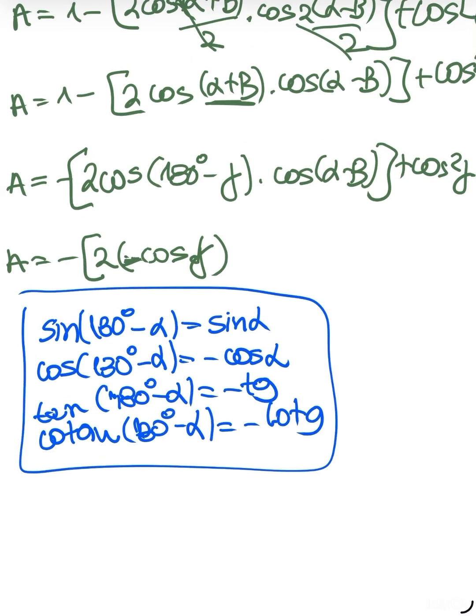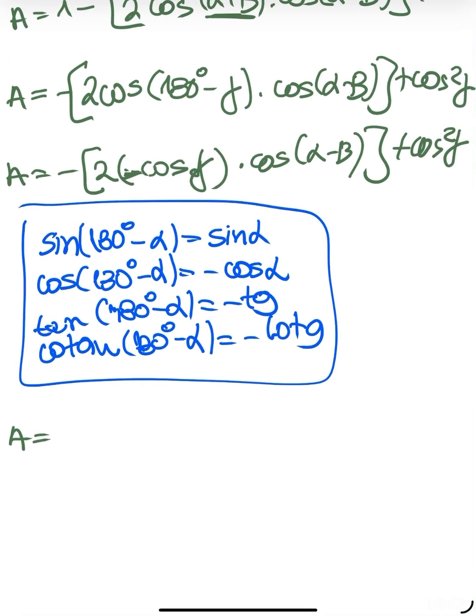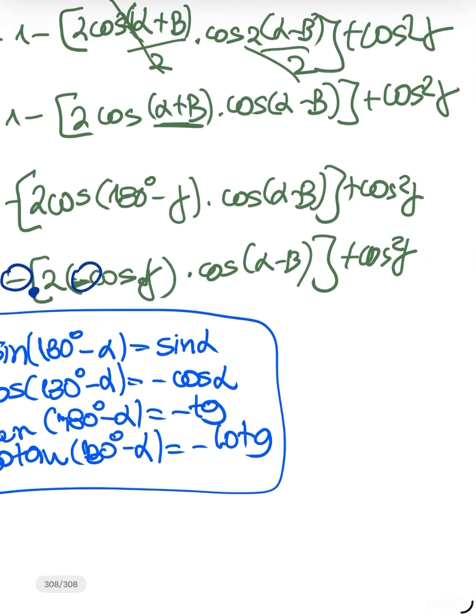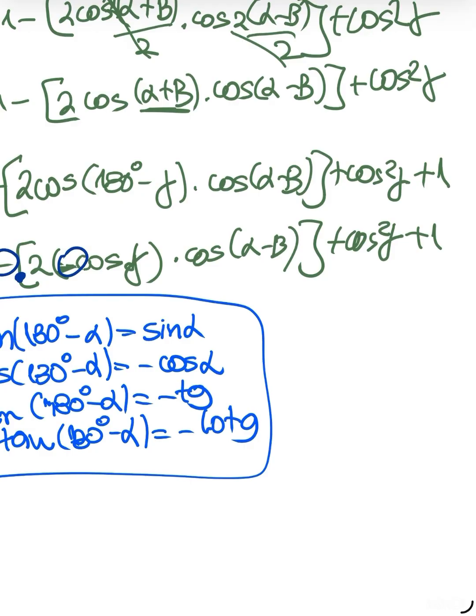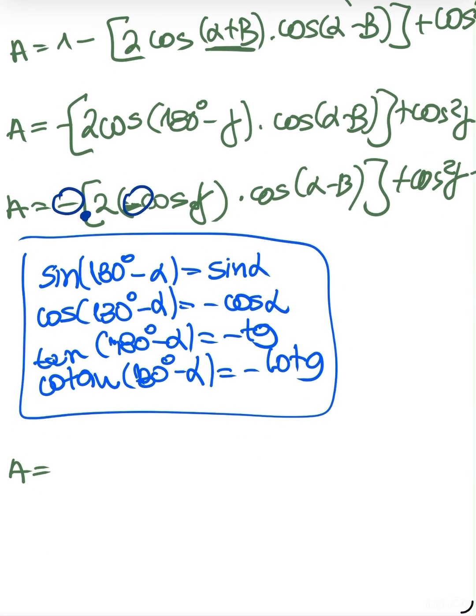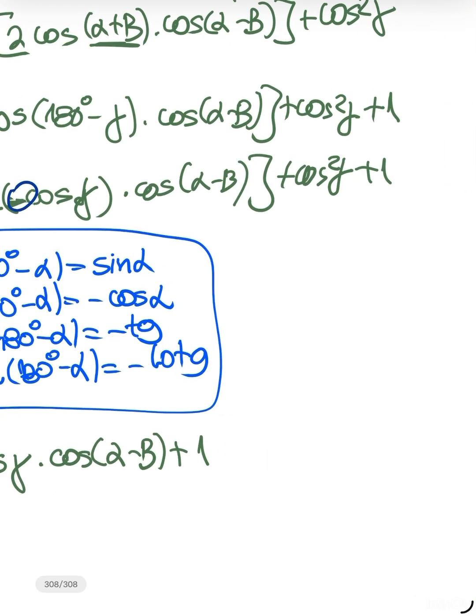And now let's substitute here. We have times cosine alpha minus beta plus cosine 2 gamma. Now we have minus here and minus here. Here is multiplication, so we only obtain plus. And we have plus 1 here, because we removed the 1. So A is equal to 2 times cosine gamma times cosine alpha minus beta plus 1 plus cosine 2 gamma.